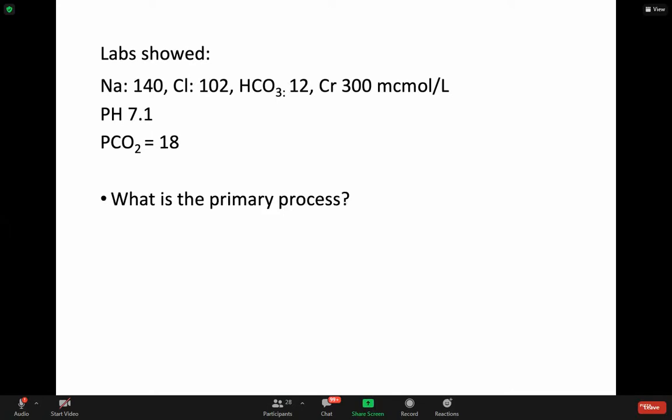First, what do you expect from this history, the examination and the labs? He has septic shock with lactic acidosis, right? When you have low blood pressure, you would expect the patient to have lactic acidosis. So what is the primary process here? The primary process here is acidemia and the bicarb is low, less than 24, so this patient has metabolic acidosis.